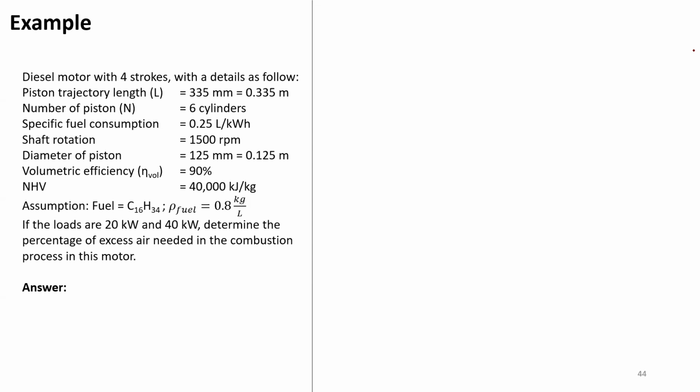I hope you still remember how you can calculate this kind of problem. So we have also the piston diameter, volumetric efficiency, and also the net heating value for this type of fuel. And we assume also the fuel is C16H34, and the density of fuel is also given in here. So the question is, if the load or the power is 20 kilowatt and 40 kilowatt, then you need to determine the percentage of the excess air needed in the combustion process in this motor.